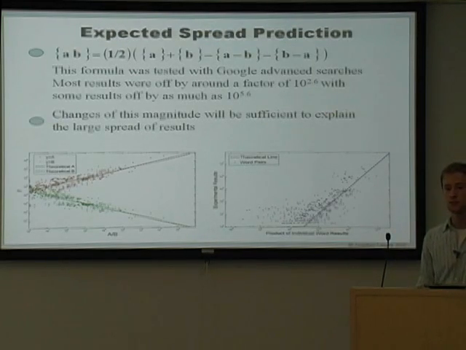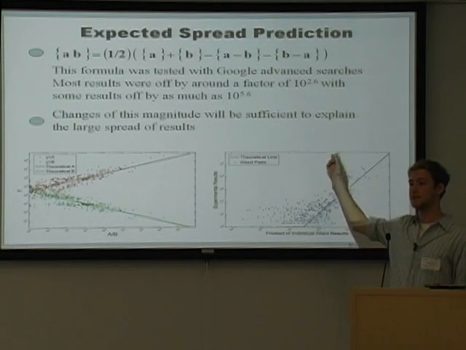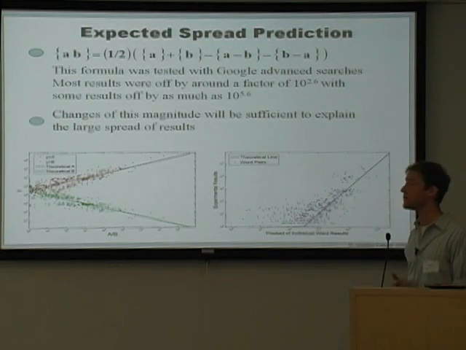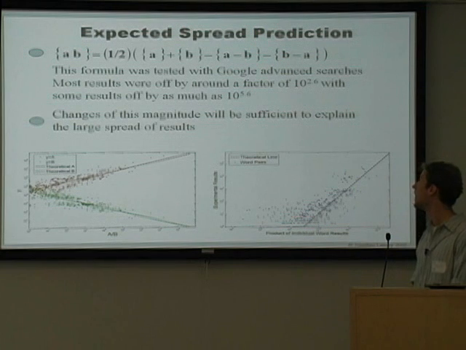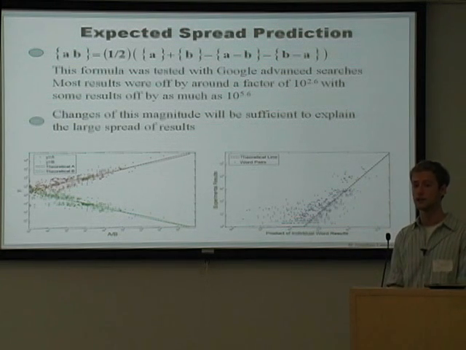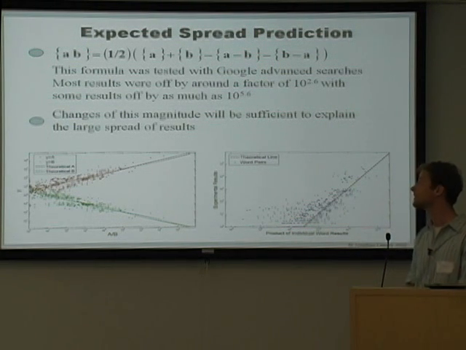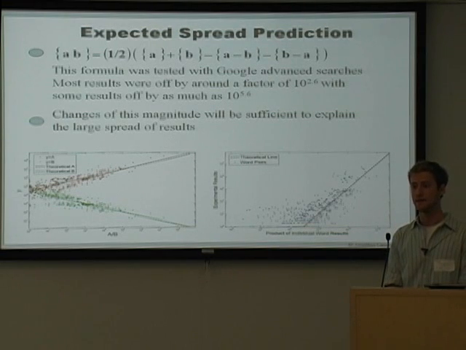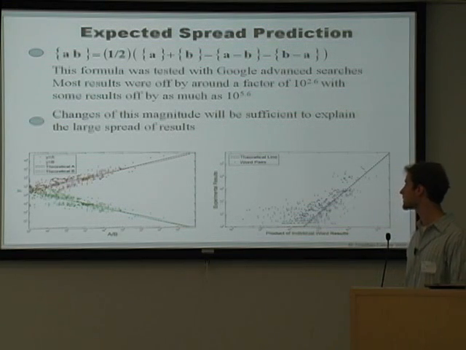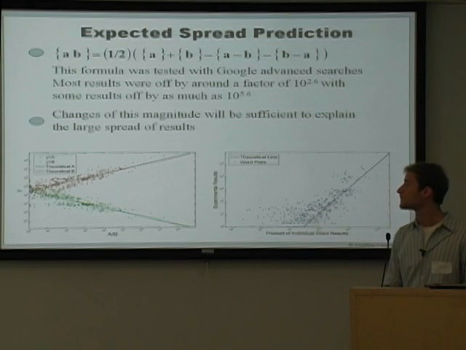I then tested it for a few results, checking both sides of this equal sign, and found that they were off by, on average, 10 to the over 100 times off, and sometimes as much as 10 to the 5.6. So changes of this magnitude are definitely enough to explain all the spread we see in all the plots.